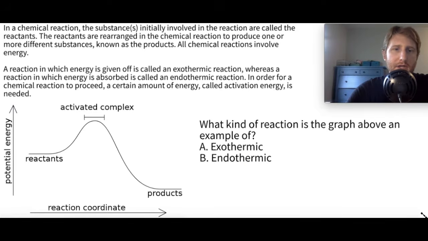In a chemical reaction, the substance or substances initially involved in the reaction are called the reactants. The reactants are rearranged in the chemical reaction to produce one or more different substances known as products. All chemical reactions involve energy. A reaction in which energy is given off is called an exothermic reaction, whereas a reaction in which energy is absorbed is called an endothermic reaction. In order for a chemical reaction to proceed, a certain amount of energy, called activation energy, is needed.